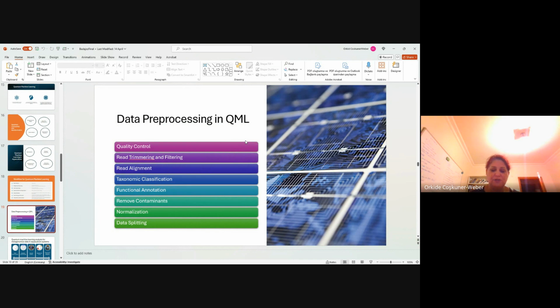And then second, trim sequencing reads to remove adapter sequences, low-quality bases, and sequencing errors. Tools like Trimmomatic and Cutadapt can be used to perform read trimming based on quality scores, read lengths, and sequence composition.